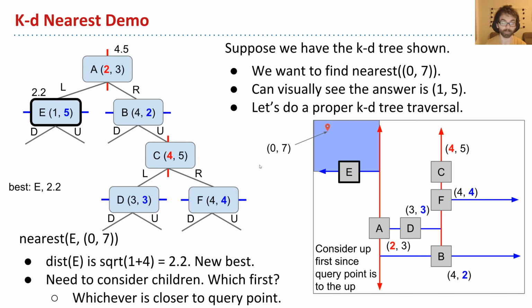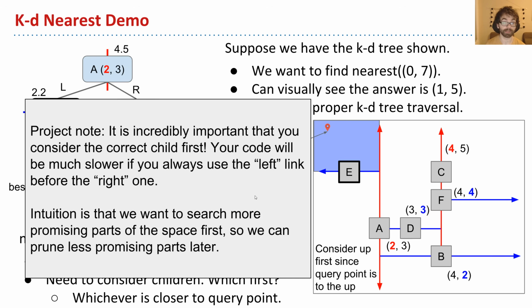Now this is a really important point because in a naive implementation, you might always use this left link as opposed to this right link, or whatever, left slash down, right slash up, same idea. If you always use the link that's physically on my screen to the left, you're not going to get as efficient an algorithm as if you use the correct link first. This is a really, really important point. Your code's going to be much slower if you use the link that you always think of as left before the right one. You need to go in the direction of where the query point is. The intuition is that you want to explore the good side of the space so that you can prune the other side if you don't need it.